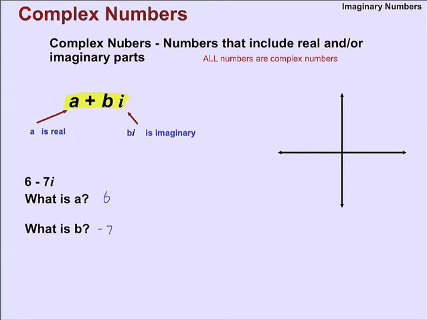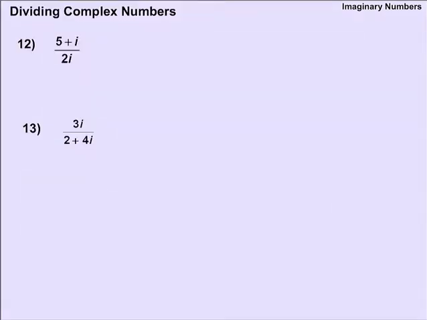This a plus bi form is going to be important to us because every time we have a number that includes an imaginary part, we have to write it in a plus bi form, even if it looks like we don't want to. For example, if we have some complex numbers and we're trying to divide them, 5 plus i divided by 2i.